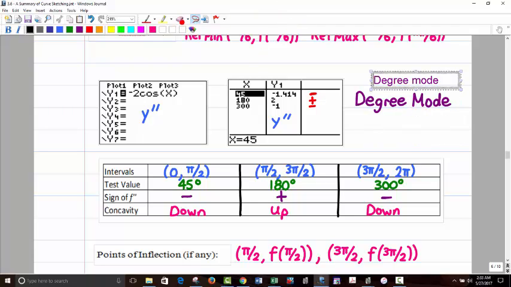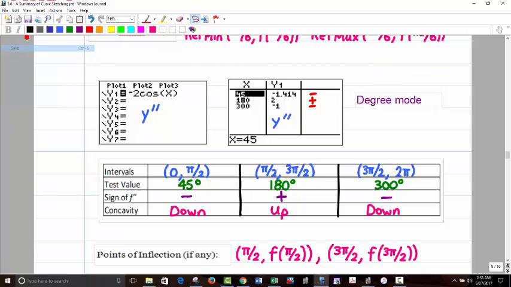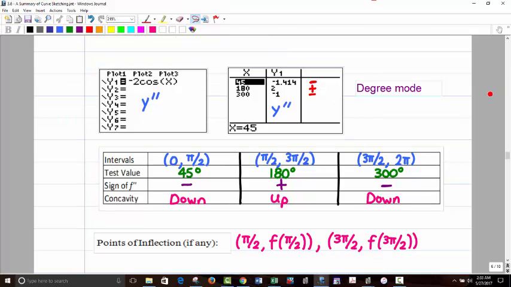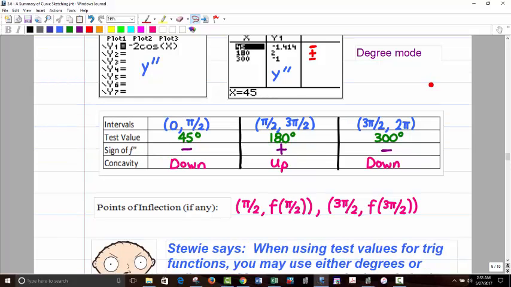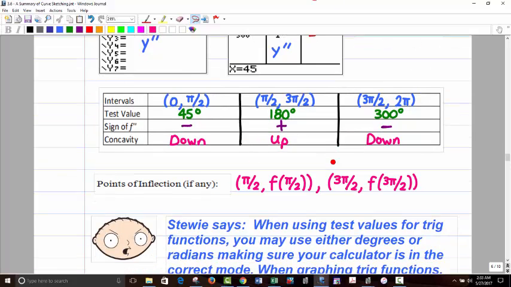Let's see. And we get minus, plus, minus. So we have concave down, concave up, concave down. Those possible inflection points are now officially inflection points: down to up to down. And so we have 2 points of inflection.